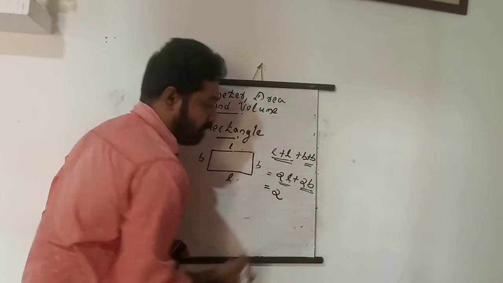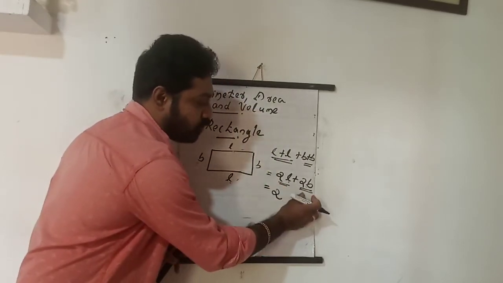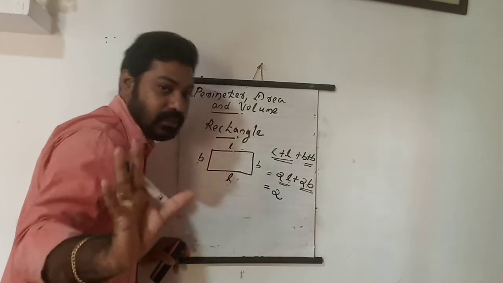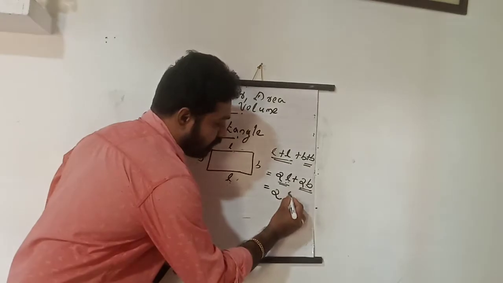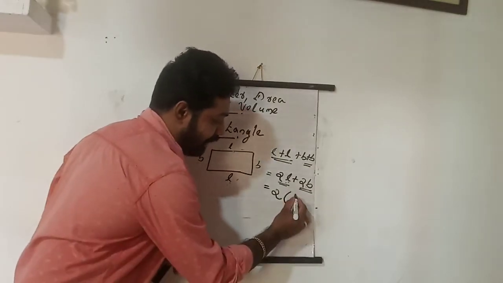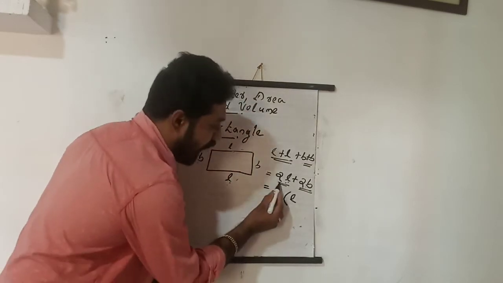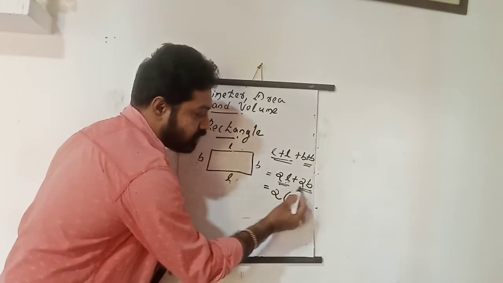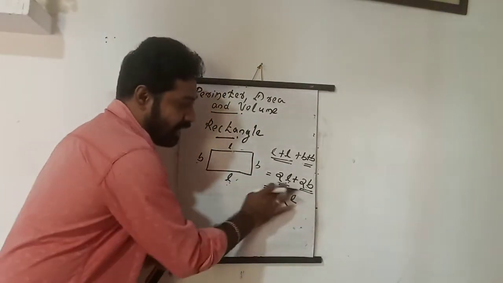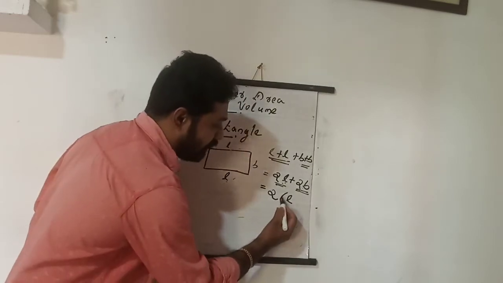So I am taking 2 from here, and 2 from this side also. So what is remaining there? L is remaining in this term, and B is remaining in this one. Okay, listen here. I am taking 2 from here. This 2 is common for L and B. So I took 2. Now what is remaining?